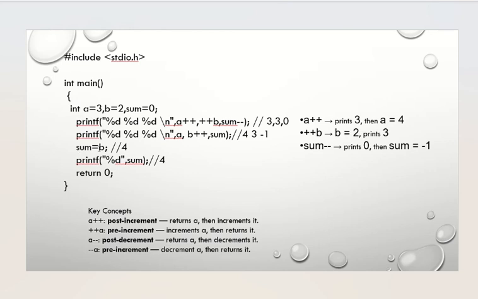Next, sum equal to b++. What is b here? It is already incremented. The value 3 gets incremented as 4. So sum is assigned the value 4. When we see the output of sum, we will be getting the value 4. Is it clear?